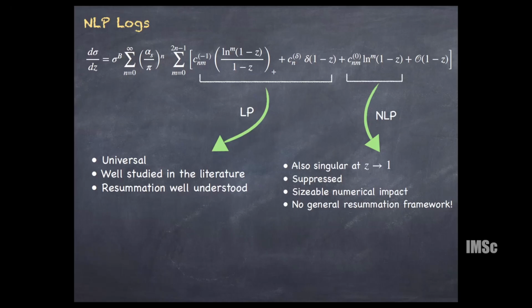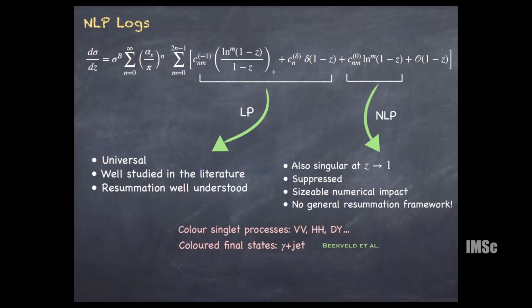First of all, it is suppressed, but it is sizable. It can give 5 to 10% corrections depending on the process. But no general resummation framework is yet established for these NLP corrections. So that means you have to study these NLP terms carefully so that you can build up the resummation for these NLP terms. People have tried that.